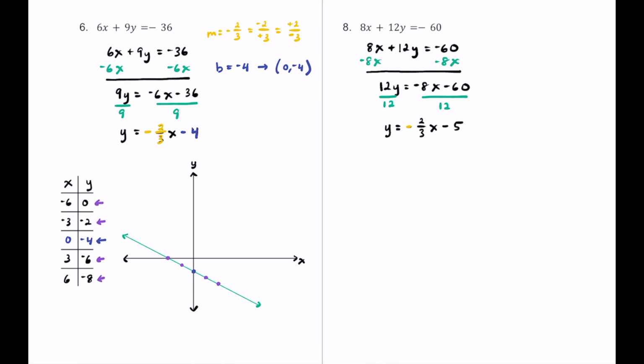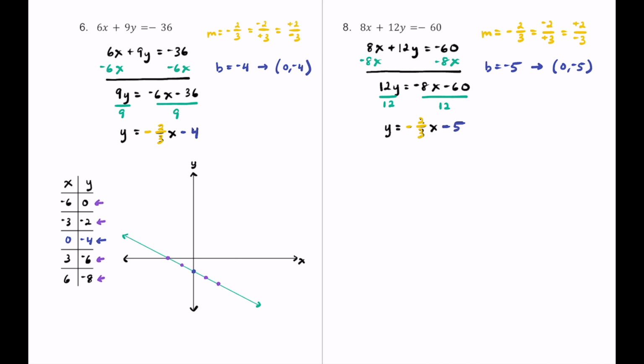Now we have this negative 2/3, that's going to be our slope. So we're going to say m can be thought of as a ratio of negative 2/3. Or to make it more specific, we can say negative 2 over positive 3. Or we can say positive 2 over negative 3. And they all are different versions of the same thing. And then we know our b value is negative 5. So we say b is negative 5. That can be thought of as a point of 0, negative 5.